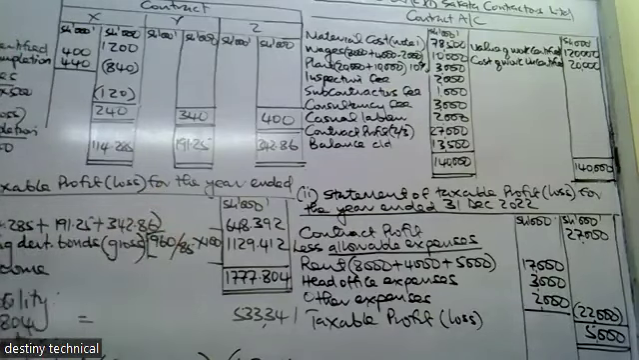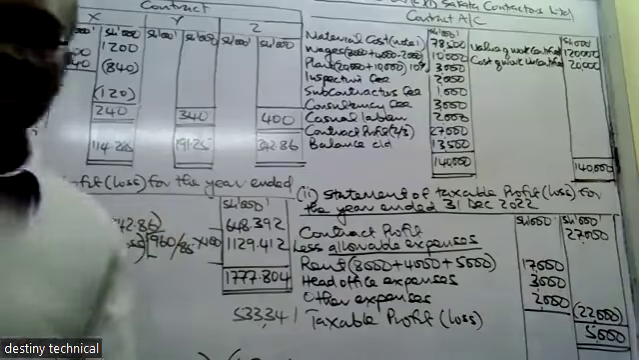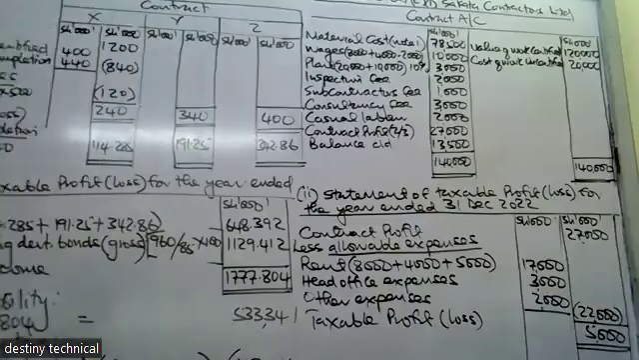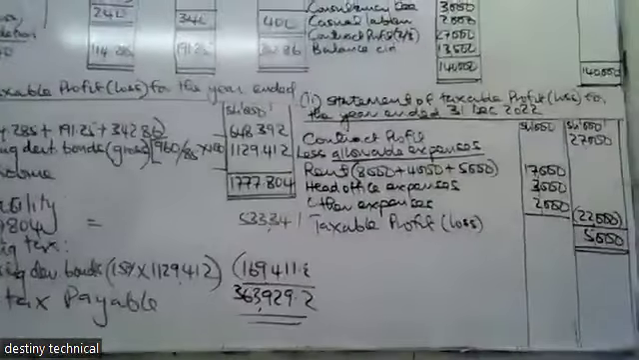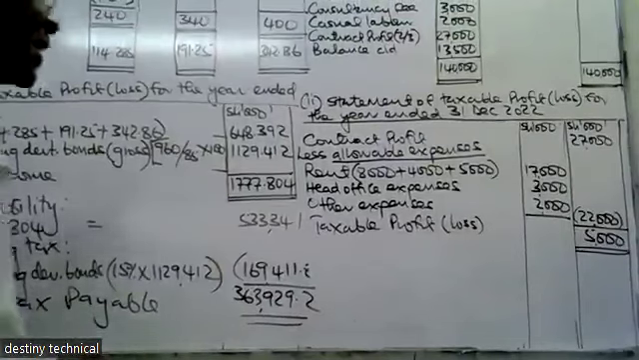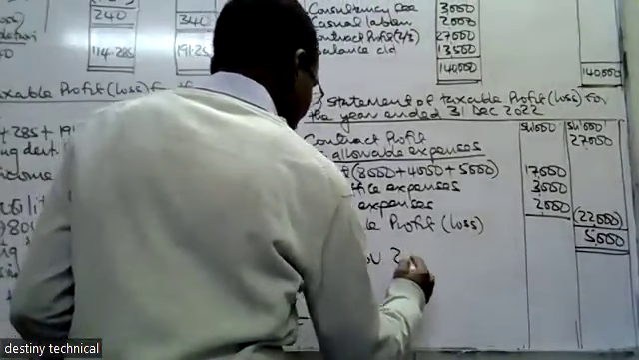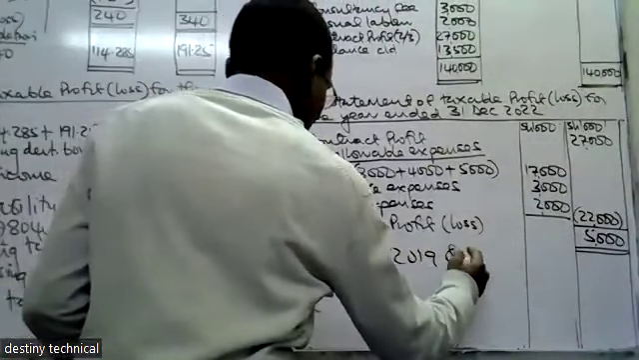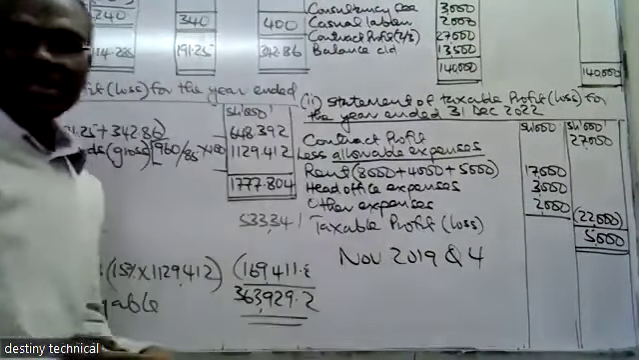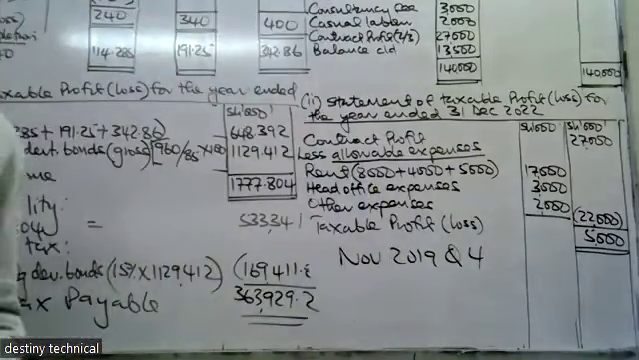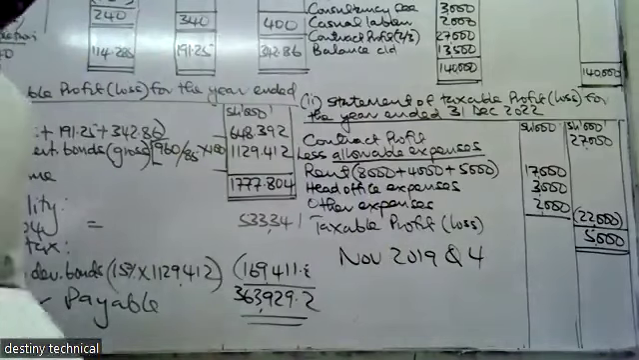So the question I want you to look at is now in your past paper, November 2019, question 4. It is called Benita Contractors. We'll attempt the theory, but I'll let you try the other bit.